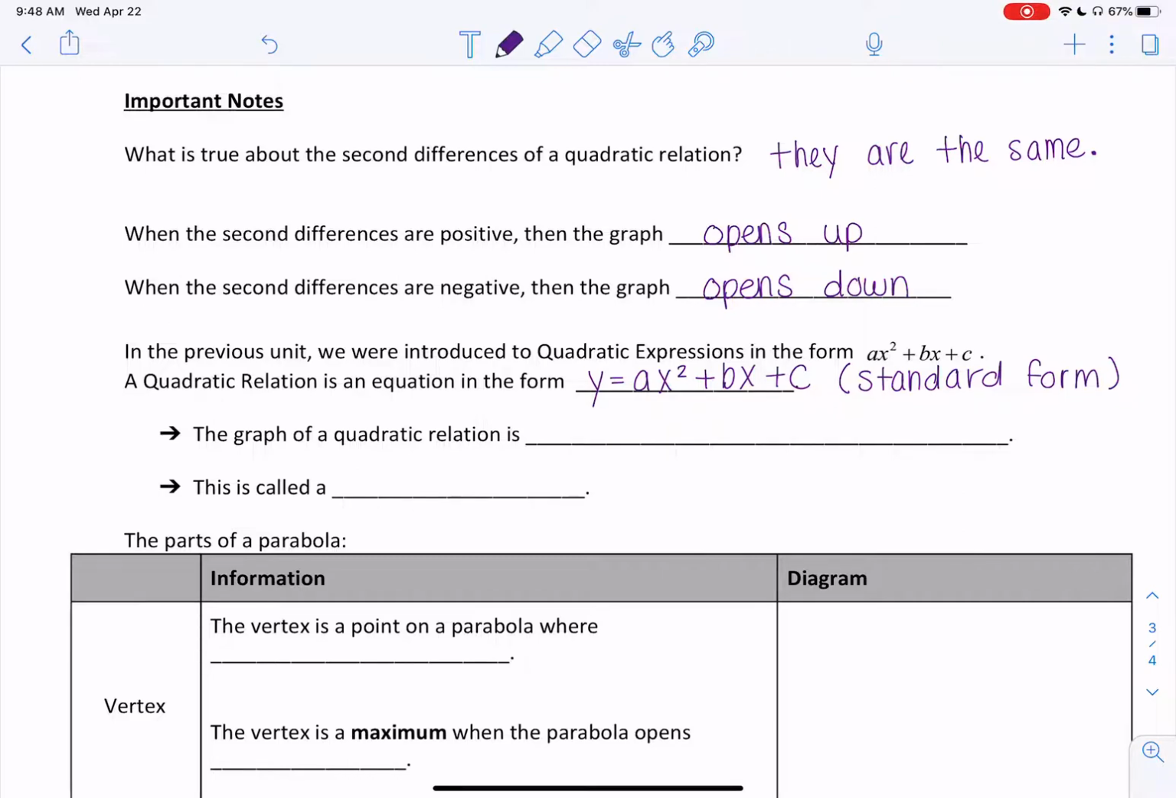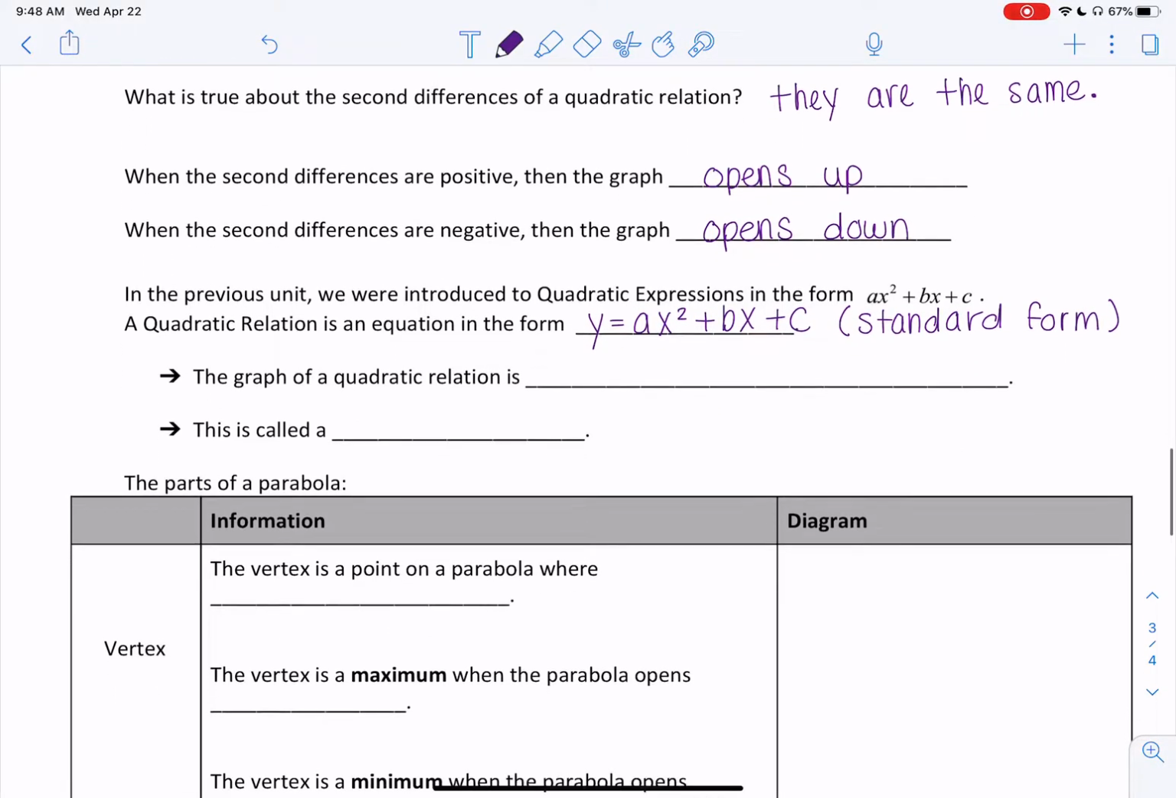So the graphs that we'll be looking at throughout this unit are always U-shaped and symmetrical. And they're called parabolas. That's what we'll be looking at. So there's a few important little pieces that we're going to talk about.